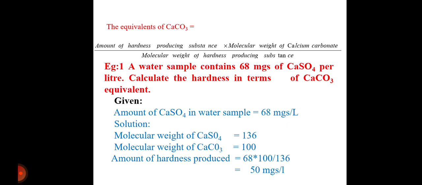Molecular weight of calcium sulfate is 136. Molecular weight of calcium carbonate is equal to 100. So amount of hardness produced in water is equal to 68 into 100 divided by 136. So we get the answer 50 milligrams per liter. So the amount of hardness in terms of calcium carbonate equivalent is equal to 50 milligrams per liter.